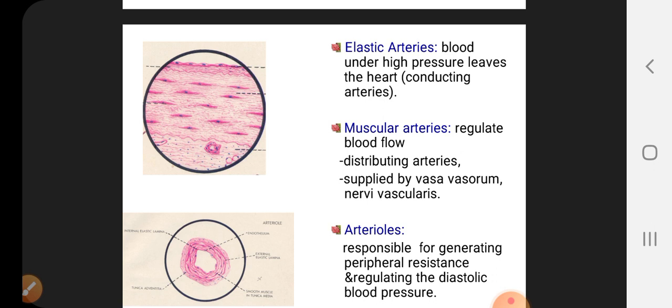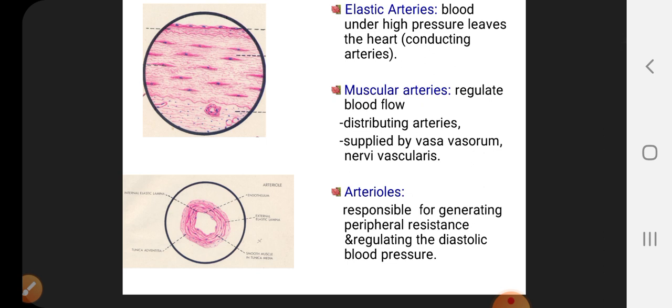They are called elastic arteries because of the three layers of an artery, that is tunica intima, tunica media and tunica externa or adventitia. In this, the tunica media is rich in elastic fibers, so it is called the elastic artery. Example is aorta.